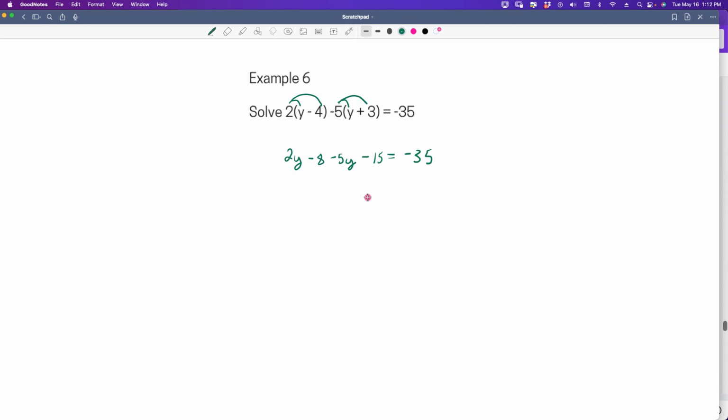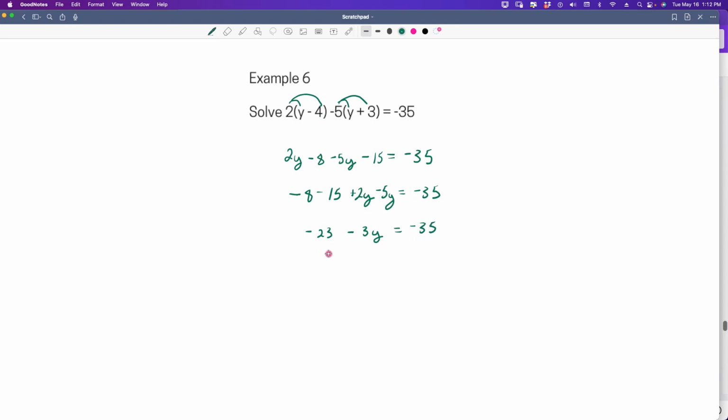So now let's combine like terms. So I see a negative 8 and a negative 15 for my constants. I see a positive 2y and a negative 5y. Combining these two negatives, they are the same sign, so that's going to be a negative, and that's going to be negative 23. And this is a positive and a negative, and the 5 is bigger, so it's going to be a negative 3y is equal to negative 35.